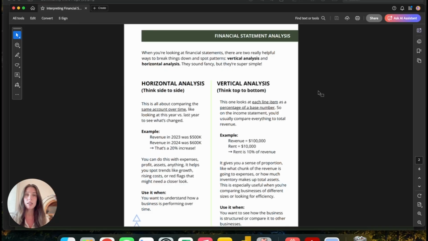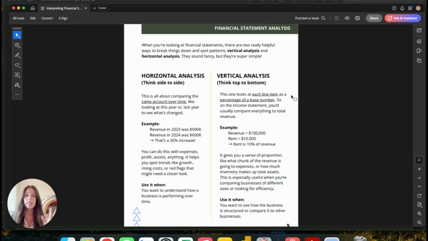And then you can take that number and maybe compare it to the industry average. So it really gives you a sense of the proportion of the expense or whatever you're comparing. And it's really good to measure this company's performance against other competitors in the same industry.